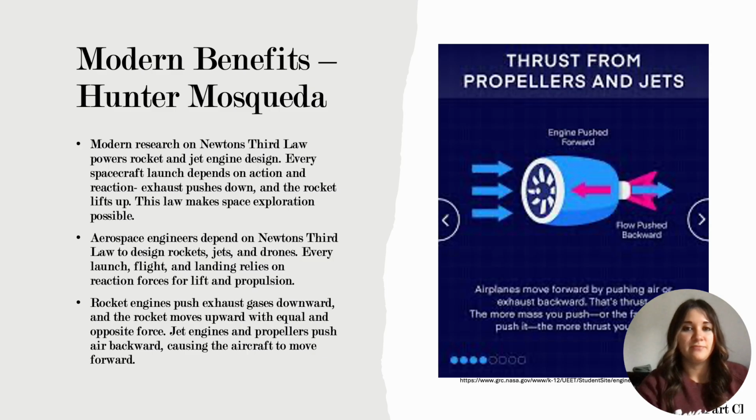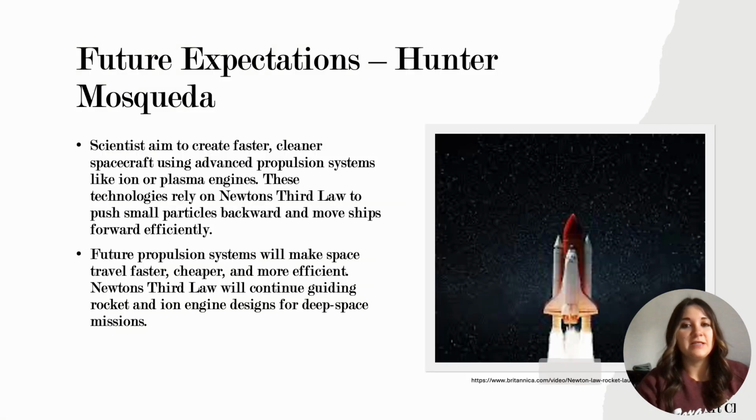So even though Newton discovered it hundreds of years ago, his third law continues to shape our world, from airplanes to space travel. Looking into the future, scientists are developing even more advanced propulsion systems using Newton's third law, like ion and plasma engines. These systems push tiny particles backward to move spacecraft forward efficiently, allowing us to travel faster and farther into space. The hope is that one day space missions will be faster, cleaner, and more affordable thanks to new technology built around the same principle Newton discovered so long ago. For every action, there's an equal and opposite reaction. Newton's third law continues to guide us, not just in the physics classroom, but in the future of space exploration.